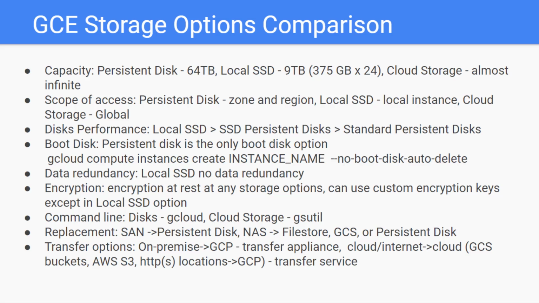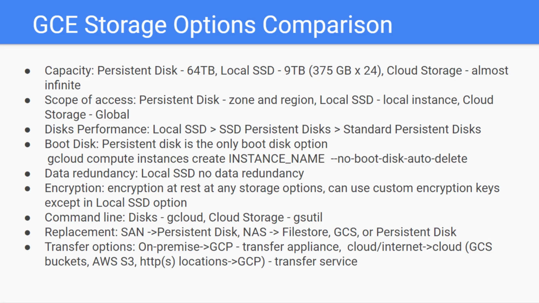On the scope of access, you can configure a zonal or regional persistent disk. Regional persistent disks provide durable storage and the replication of data between two zones in the same region. Local SSD provides local block storage directly attached to the VM. Cloud storage buckets can provide worldwide accessibility and worldwide storage locations.